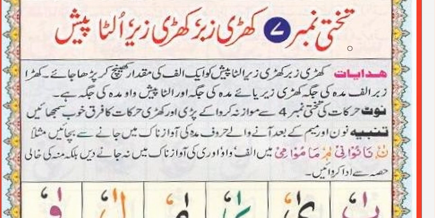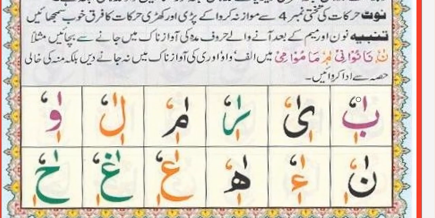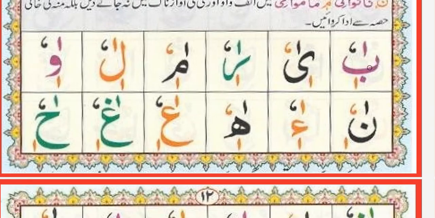Bismillah ar-Rahman ar-Rahim. Topic number 7. Standing zeber, standing zeer, and upside down pesh. This is the standing zeber. This is standing zeer, and this is upside down pesh.